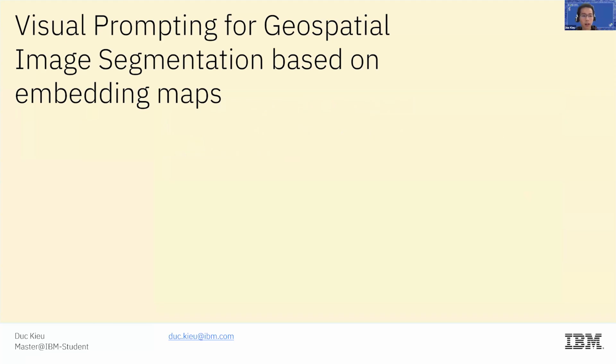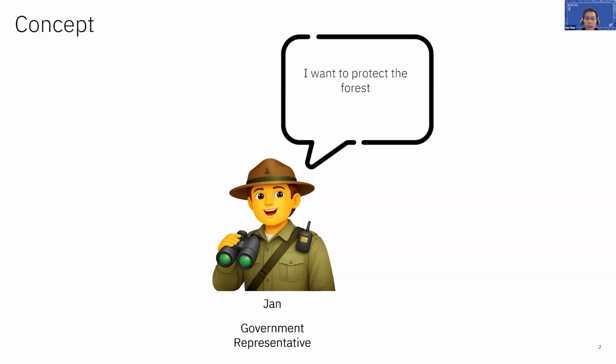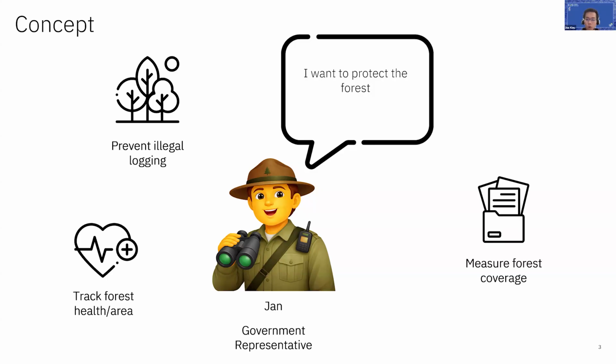So yeah, my name is Duk, and in the last 6 months, I've been working on the topic of visual prompting, or to be more precise, visual prompting for geospatial image segmentation based on embeddings maps. And because the topic sounds a little bit cryptic, I want you to imagine something. Let's meet Jan. Jan works for the government and he really loves the forest. He really wants to protect the forest, and to be able to achieve this goal, there are different tasks that he needs to do. So for example, he wants to prevent illegal logging, he wants to track forest health or area, and also he wants to measure the forest coverage.